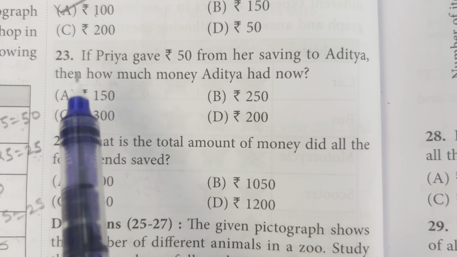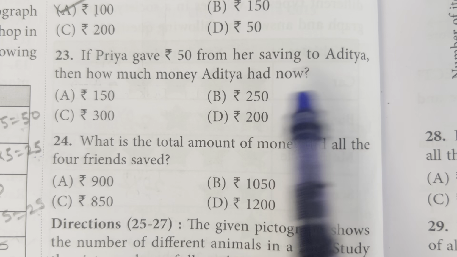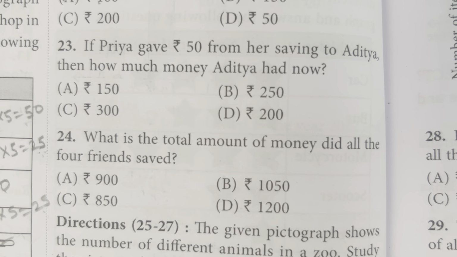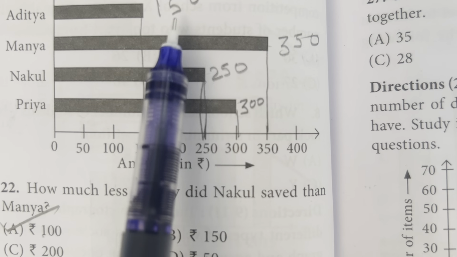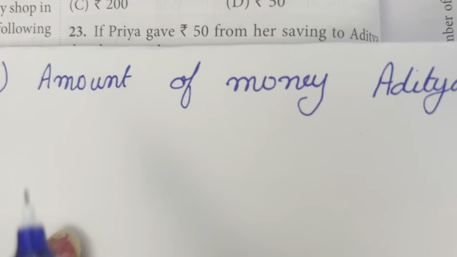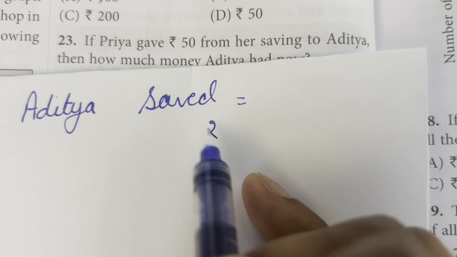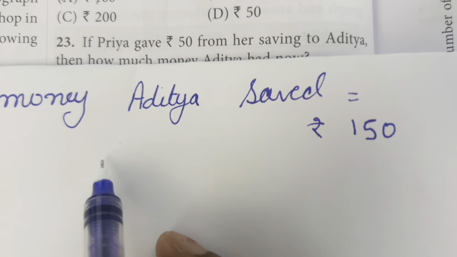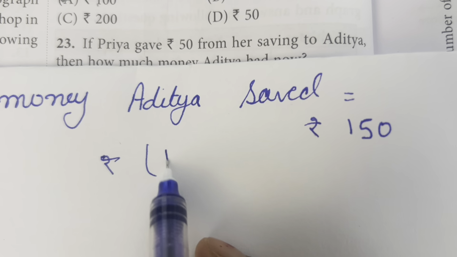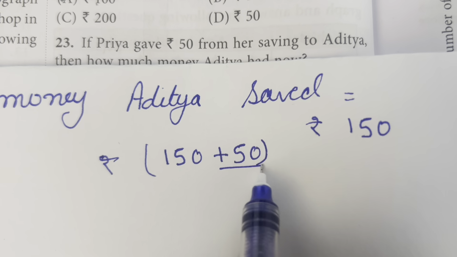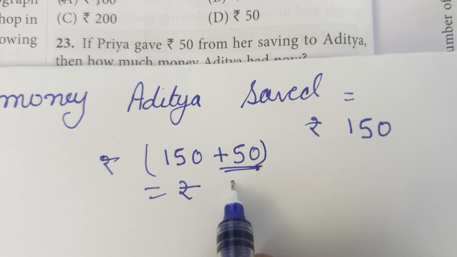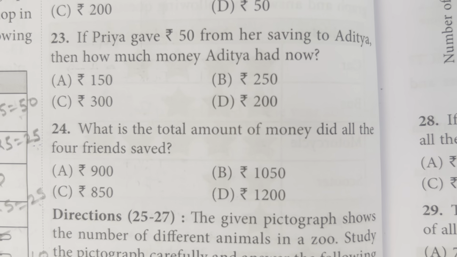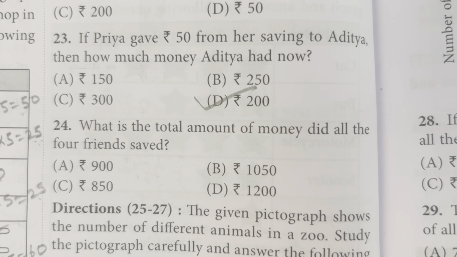Now our next question is question number 23. If Priya gave rupees 50 from her savings to Aditya, then how much money does Aditya have now? The amount of money Aditya saved is rupees 150 and Priya gave rupees 50 from her savings. So how much money Aditya has is equal to rupees 150 plus 50, because Priya gave rupees 50 to Aditya. So now the amount of money Aditya has is rupees 200. So 200 is in option D. So option D is the right option for question number 23.